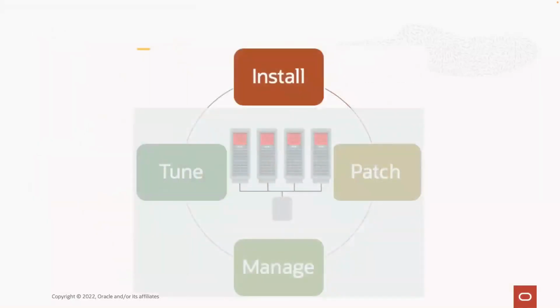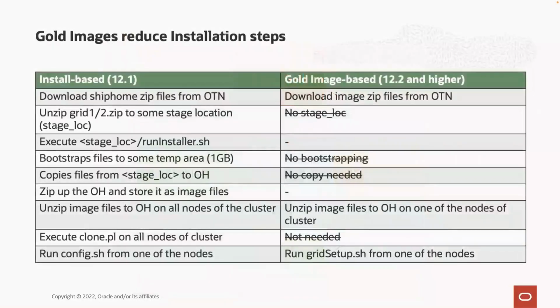Okay, so let's talk about install. Between 12.1 and 12.2, we changed from an install-based system to what we call a gold image-based deployment. So instead of doing all these things on the left-hand side, automatically all you do now is unzip the image homes to Oracle Home, and then run grid setup. So there is no need to do temp location and this and that. We are automatically able to do a lot of these things.